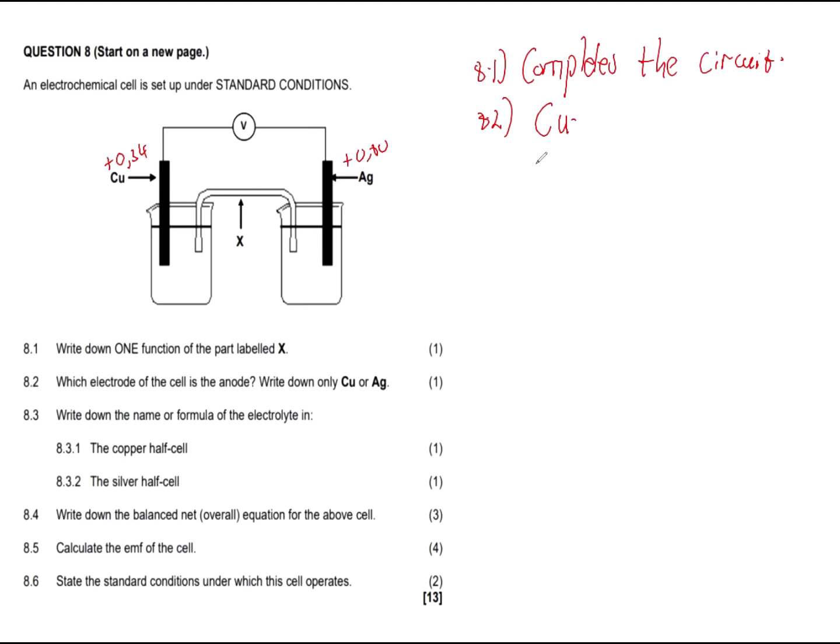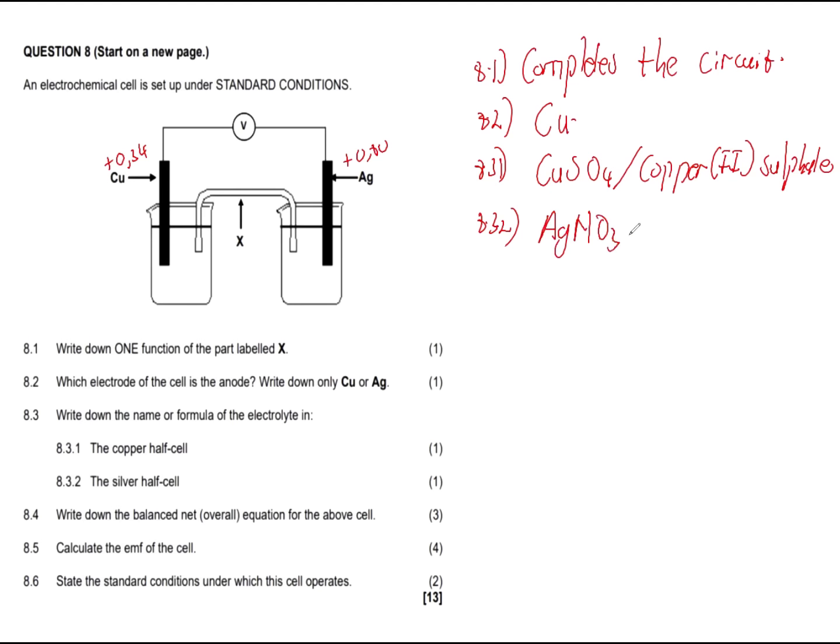Above is the anode. Then 8.3, write down the name or formula of the electrolyte in the copper half cell. The name or the formula. So you can go, in the copper half cell, we have copper sulfate, or the name is copper(II) sulfate, right? And then for 8.3.2, they say the silver half cell. So usually we have AgNO3, or we can say it's the silver nitrate. So those are the electrolytes that we have there.